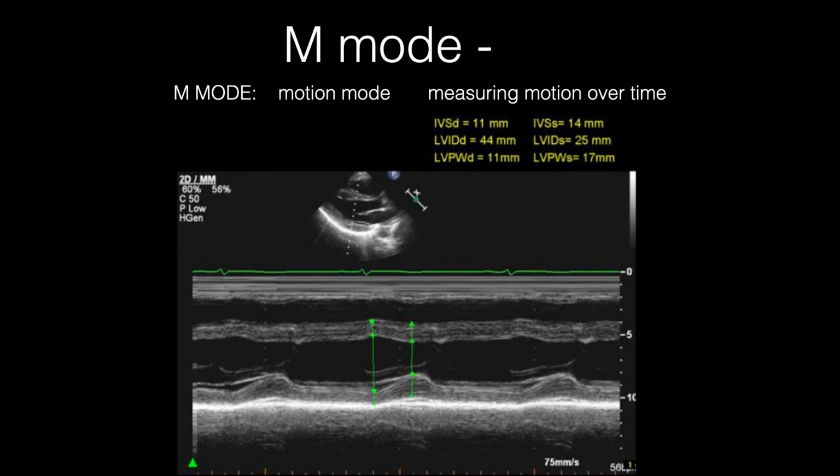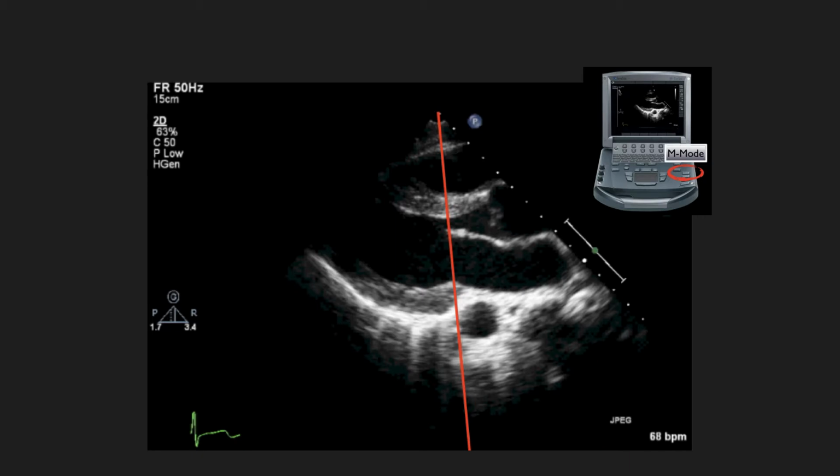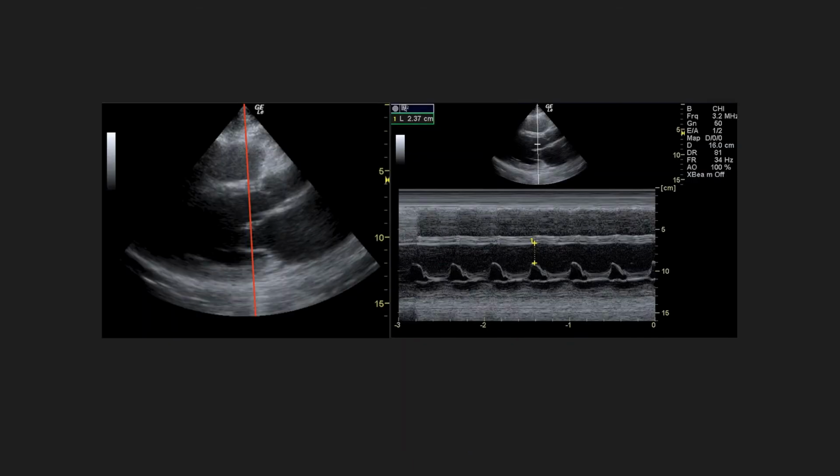M mode, or the motion mode, is used to measure motion over time. And this here is looking at the motion of the anterior mitral valve leaflet over time and how close it comes to the septum. So you line this line up just over the tip of the anterior mitral valve leaflet here, and then push the M mode signal again, and it gives you this flapping leaflet in time, and then you can measure the distance that it comes from the septum.